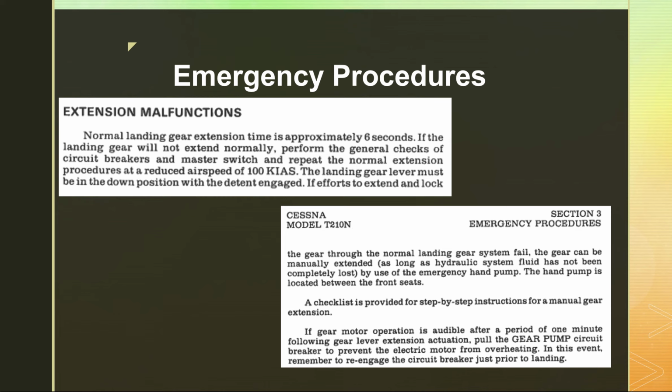The manual pump, the emergency hand pump between the front seats, you pull it out and you just pump it up or down, and it's basically a hand pump that is moving fluid instead of the electric pump. They're doing the exact same thing. There's actually quite a few aircraft out there that you can pump the gear up or down with a hand pump.